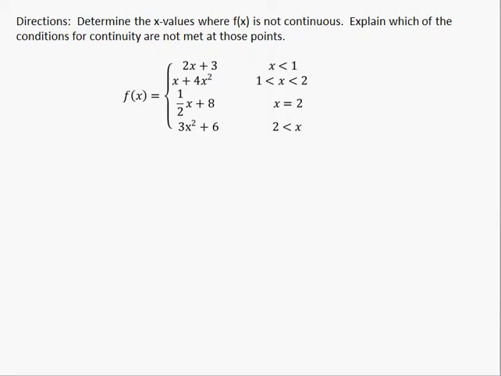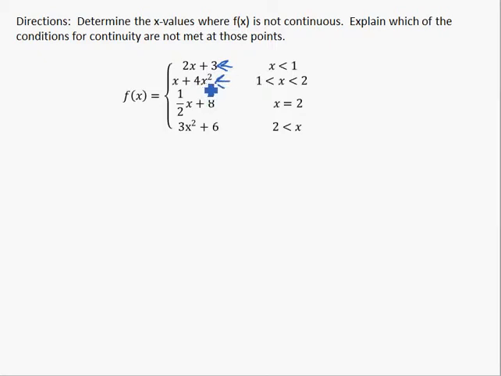Okay, we want to find out where this function is not continuous and explain which conditions of continuity are not met. This is a piecewise function, and the very first thing you should do is look at each individual piece. We've got 2x + 3, which is continuous everywhere because it's a line. So there's no problems on that one.